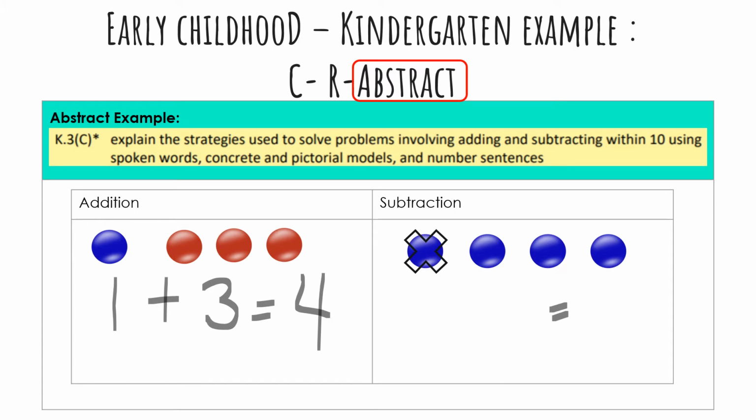Okay, now let's look at a subtraction example where we have 4 blue dots and a cross over one of them to show taking away. So a number sentence that would match this representation would be 4 blue dots, take away 1 dot, equals 3 dots remaining. This is an example of how abstract is introduced in a kindergarten classroom.